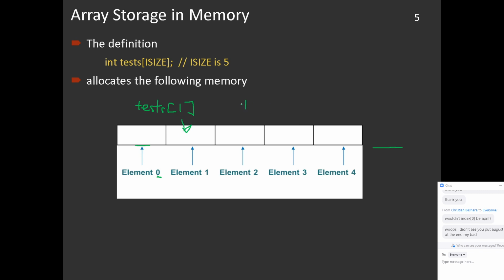But if I did some kind of loop and somehow, for example, I got to tests[6], then I'm looking for 0, 1, 2, 3, 4, 5, 6. So I'm trying to refer to this memory over here, which is a problem because I haven't allocated that memory to tests. Now, different languages and different programs will say either, okay, that's fine, cool, or it'll stop you and say error int out of range.